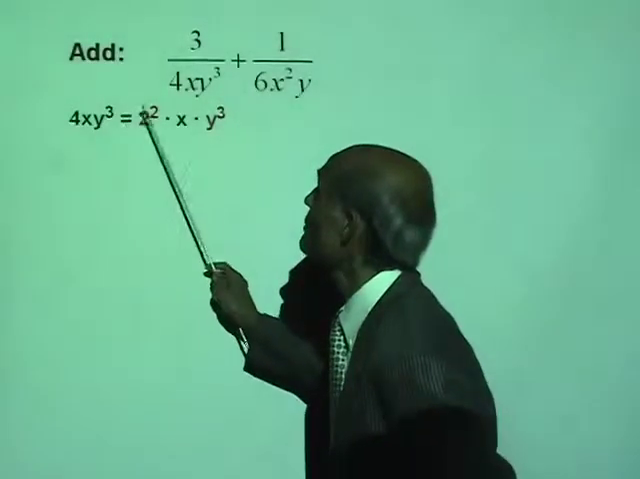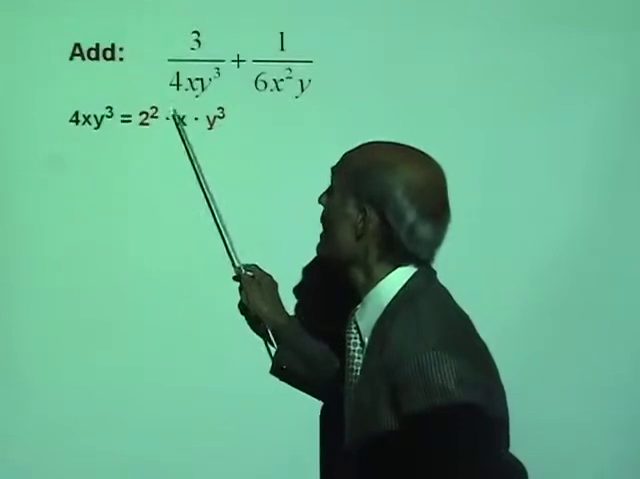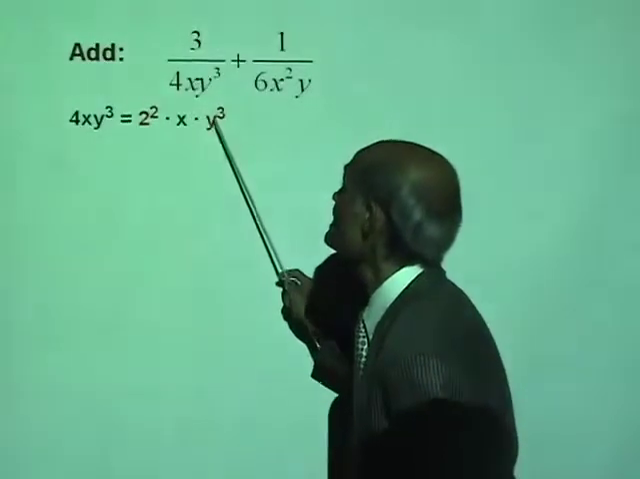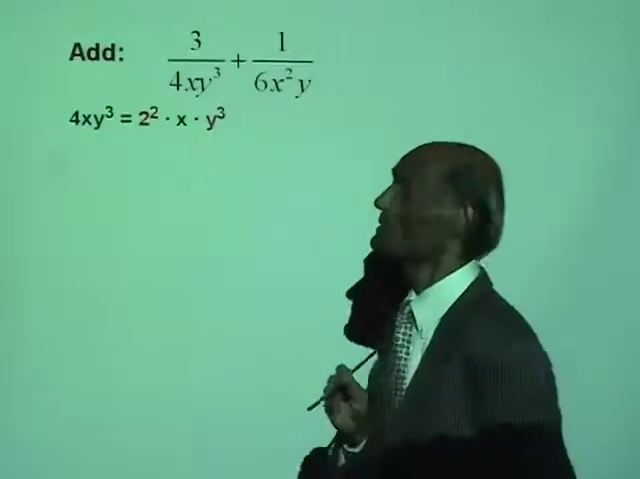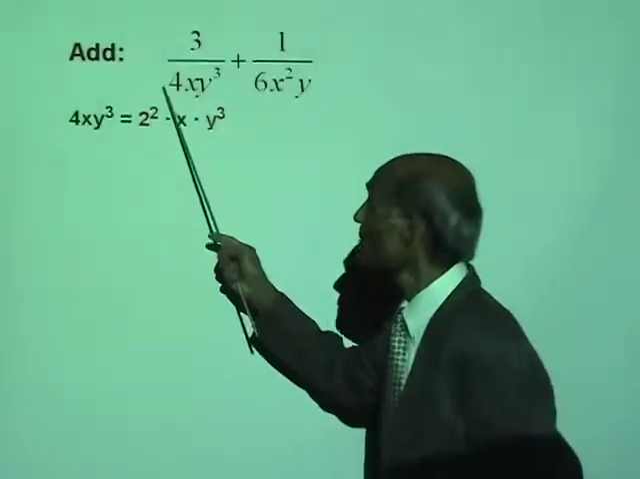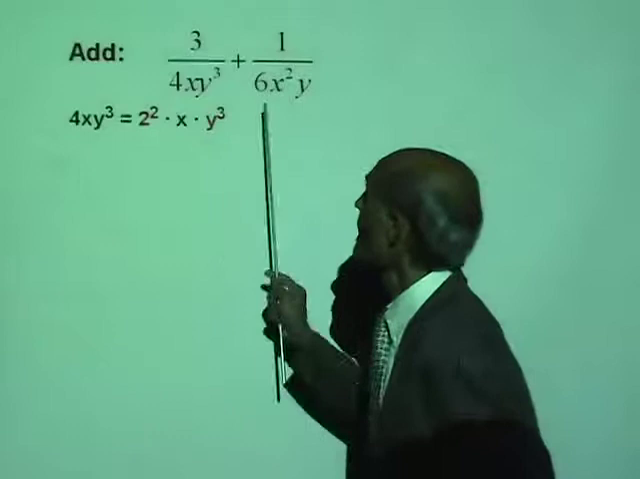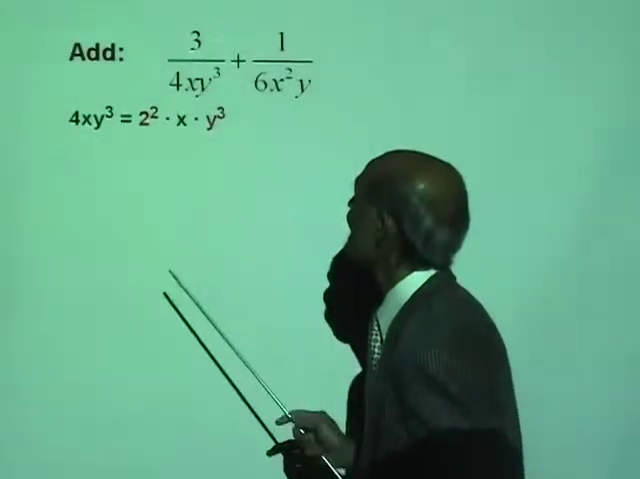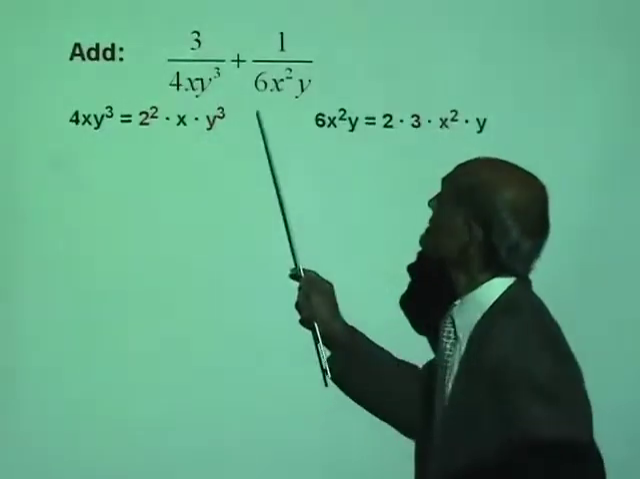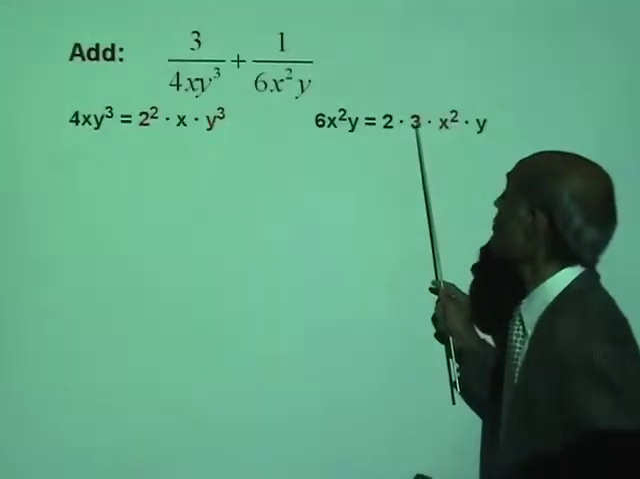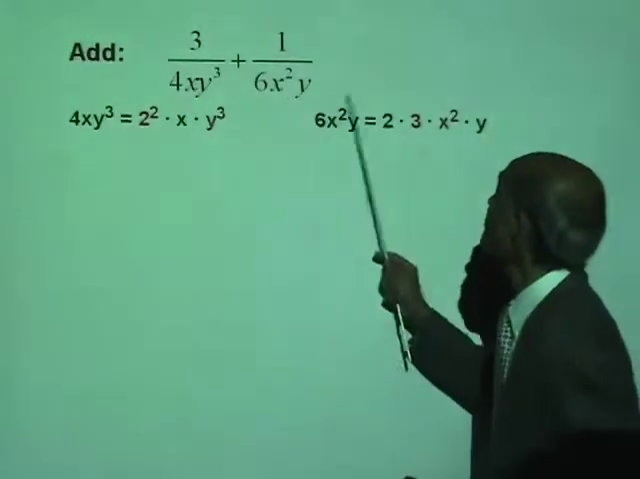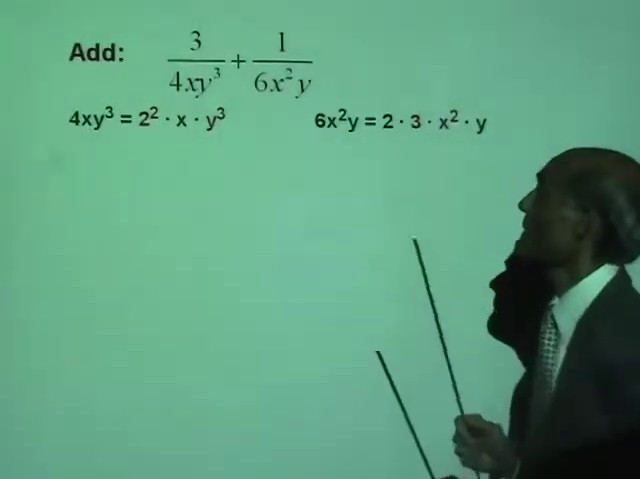4xy cubed can be written as 2 squared times x times y cubed. Is that right? Those are the factors. I just separated them out. Alright, how do you write 6x squared y? 6 is 2 times 3 times x squared times y.